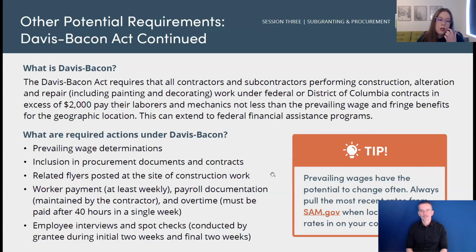So there's a lot of different pieces to following Davis-Bacon, but having a good relationship with your contractor and having a good understanding of the requirements will go a long way.